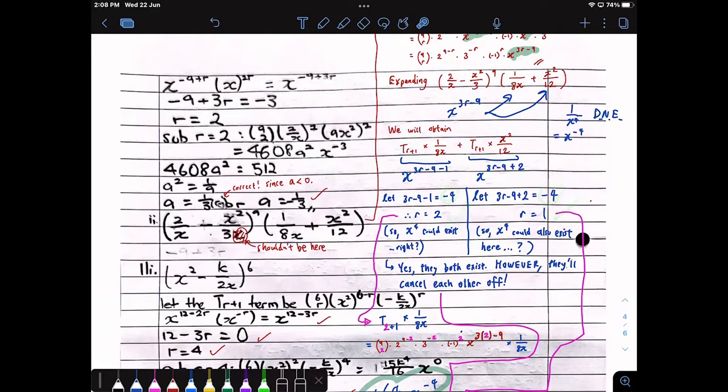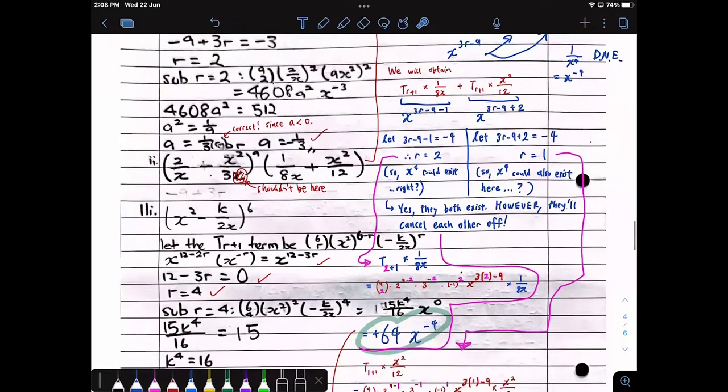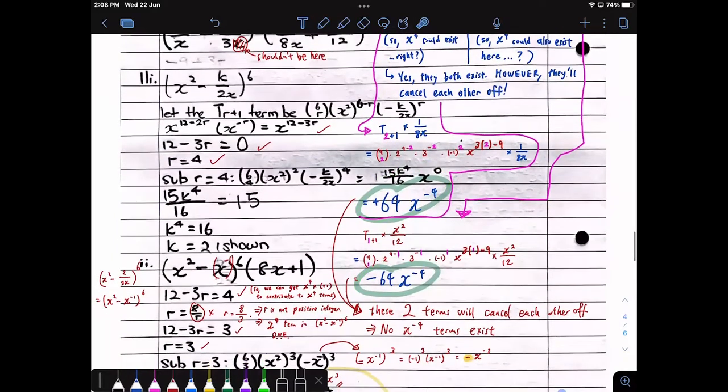What happens is that it's the same reasoning again. You will get a positive coefficient for x power negative 4 and a negative coefficient for the x power negative 4. They happen to be exactly the same magnitude, just different sign, plus and minus, so they will cancel each other off. Okay? You can go and check it on your own. I think it's positive 64 and negative 64. These two terms will cancel each other off.